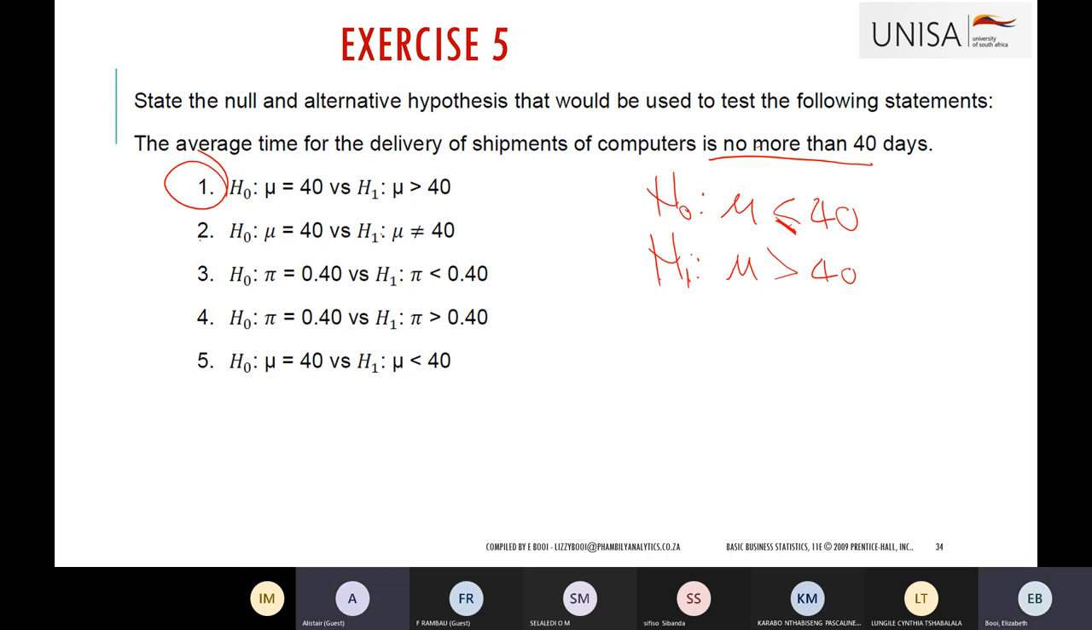Sorry, Ms. Lizzie. Yes. So in this question, the computers are more than 40 days. Yes, but remember this statement is your null hypothesis. So this, no more than, is less than or equal. Where is the less than or equal thing?